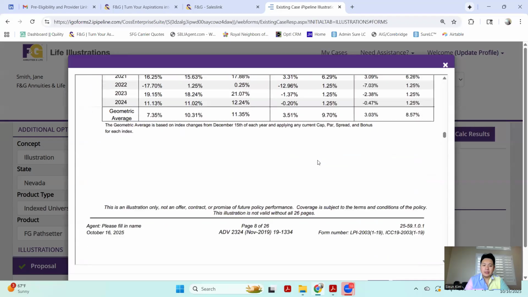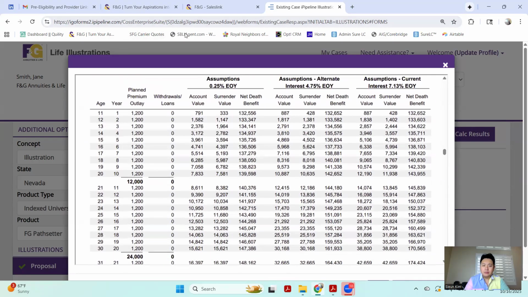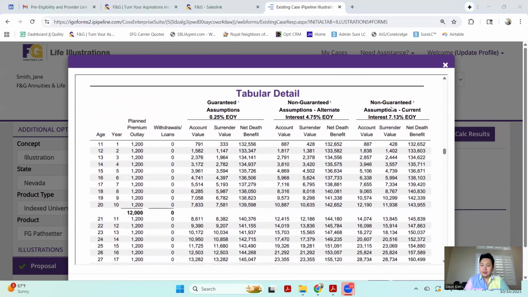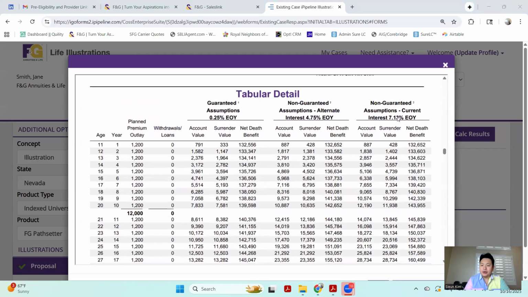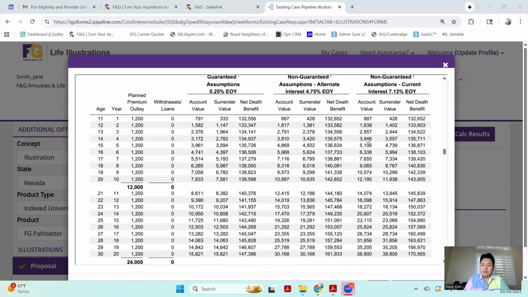If you scroll down to the tabular detail, take a look here to the right side, non-guaranteed assumptions, current interest. This is the average interest rate that they're showing over the last 20-plus years. Okay, 7.13, which is pretty good. The account value is showing the growth little by little. And surrender value, if the client wants to cancel the policy, is the money that they'll walk away with.